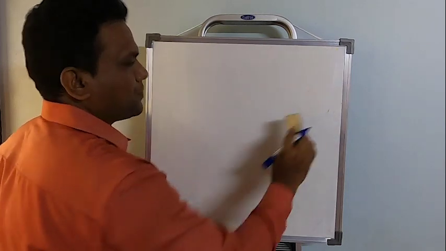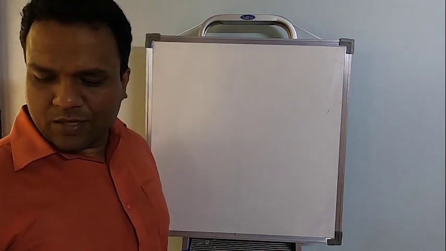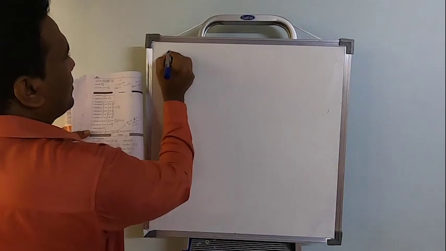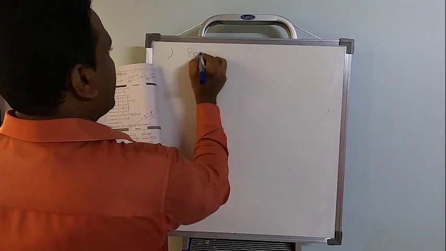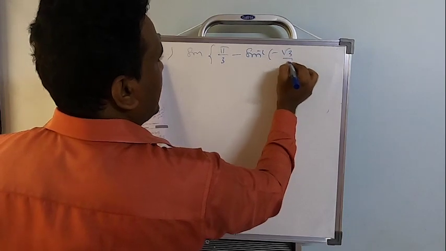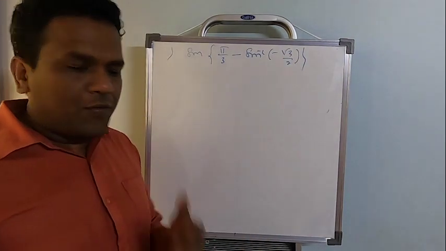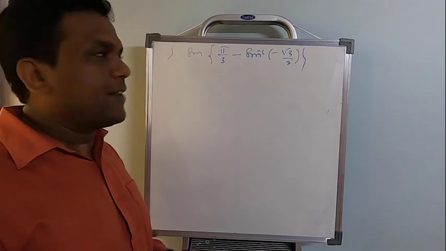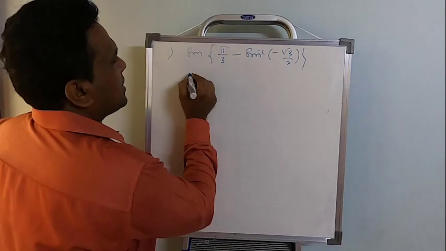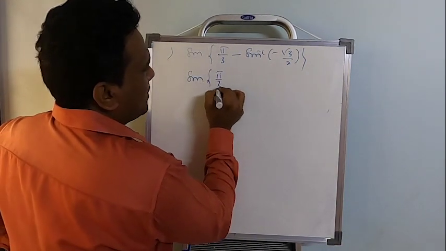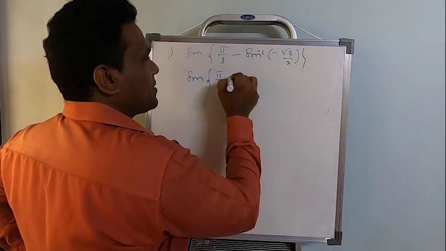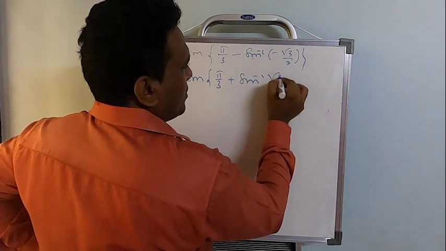Fine students, now let's move to the next. The next one is problem number 5. So problem number 5 is given by sine of pi by 3 minus sine inverse of minus root 3 by 2. So I told you the first importance should be given to the negative sign. Look, there is a negative sign inside the inverse. Simplifications will start from this. Sine as it is, pi by 3 minus. What is sine inverse of minus x? Minus sine inverse x. We already have a minus, so this will become plus sine inverse root 3 by 2.